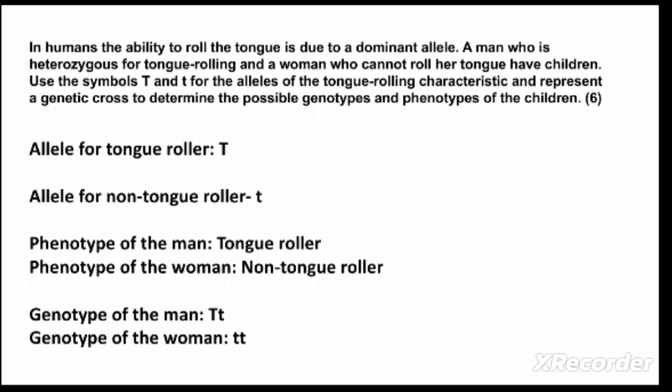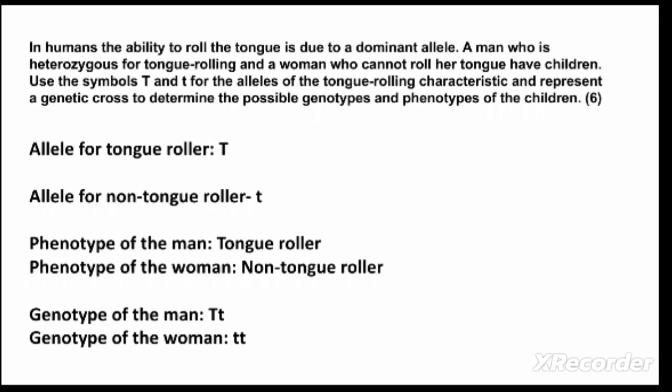They will tell you in the statements or on the key what the phenotypes are, tongue roller or non-tongue roller. If they didn't tell you, just write the ones that are in the statement.